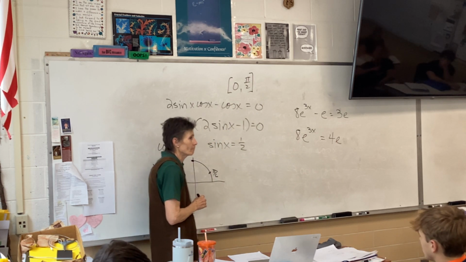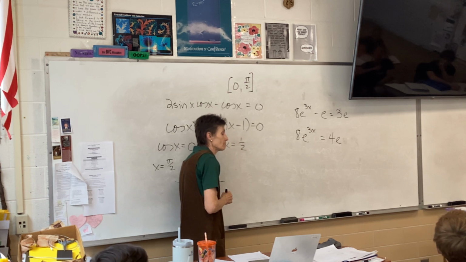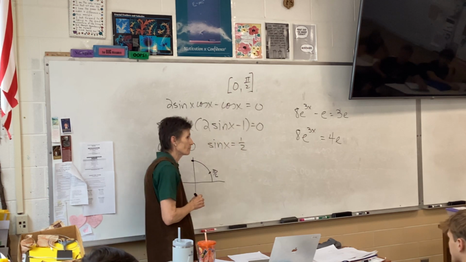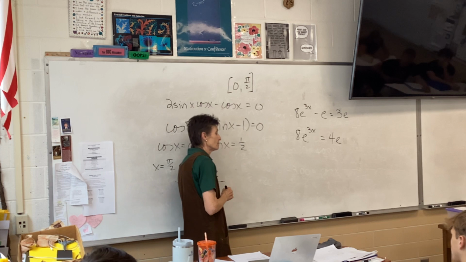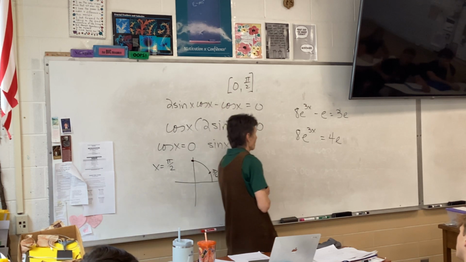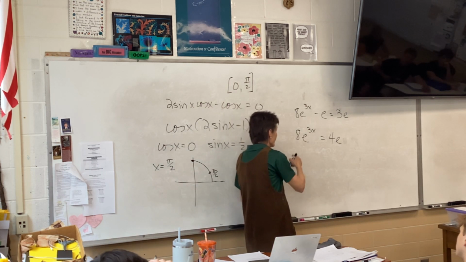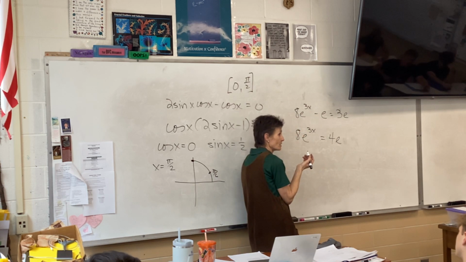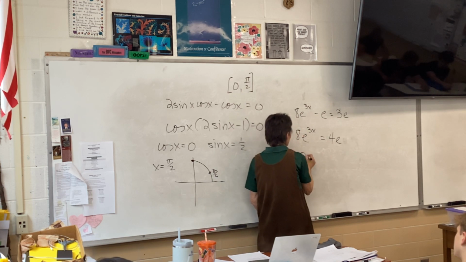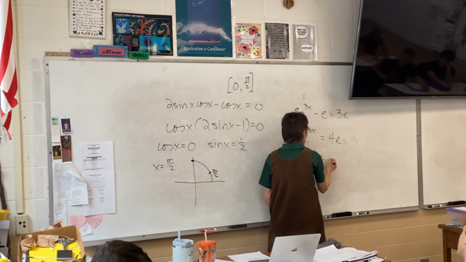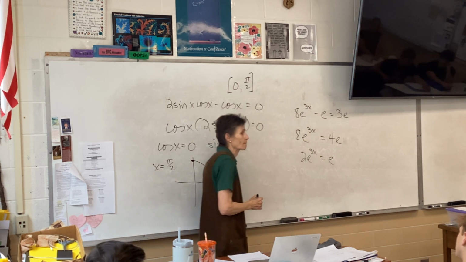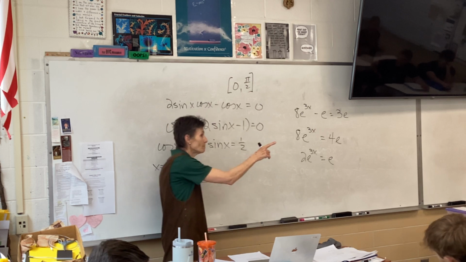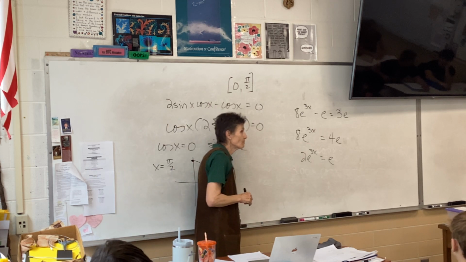I say we factor and throw in the something with the exponent, but like the 8 and the 4. Okay, yeah, those are just coefficients, aren't they? Can I just divide by those? Yes, I was trying to say. I'll just divide by 4, so 2e to the 3x equals e. There we go.